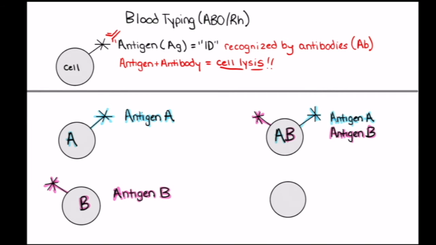Interestingly, most people lack A and B antigens. Their blood type, the most common blood type, is O. This is the ABO system.